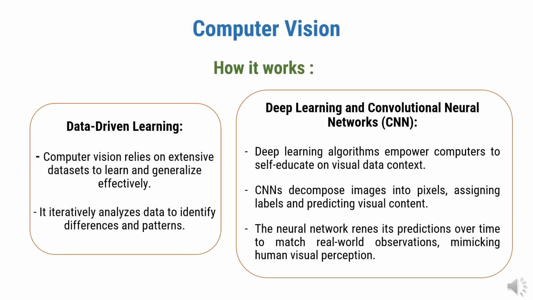How it works: data driven learning. Computer vision relies on extensive data sets to learn and generalize effectively. It iteratively analyzes data to identify differences and patterns. Deep learning and convolutional neural networks: deep learning algorithms empower computers to self educate on visual data context. CNNs decompose images into pixels, assigning labels and predicting visual content. The neural network refines its predictions over time to match real world observations, mimicking human visual perception.